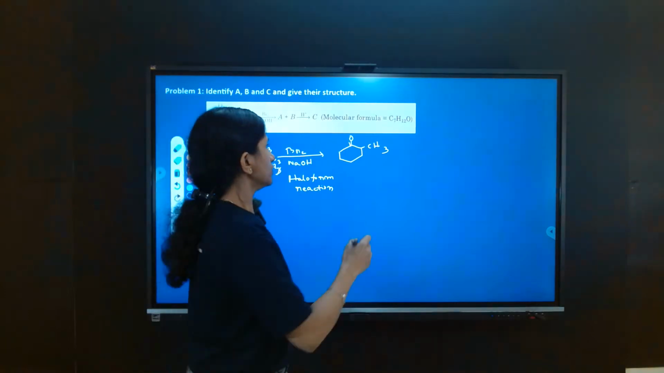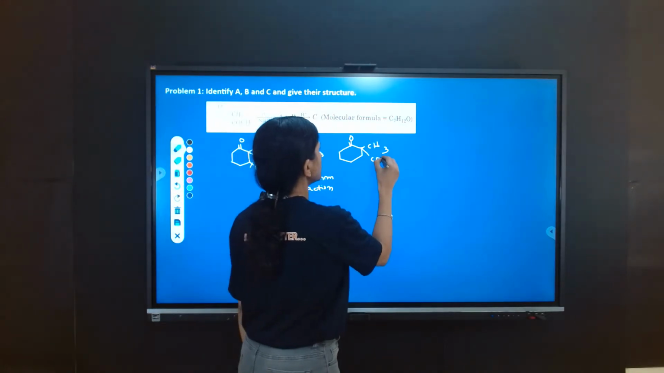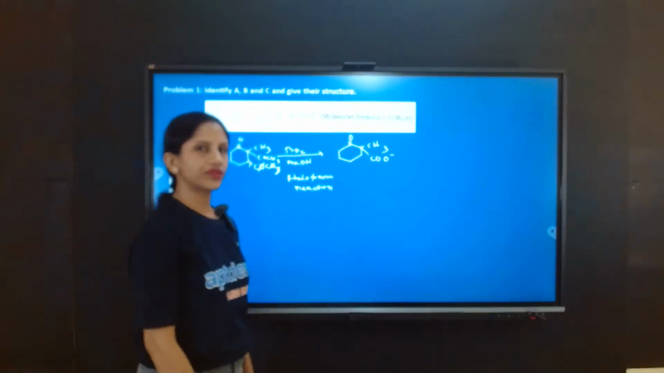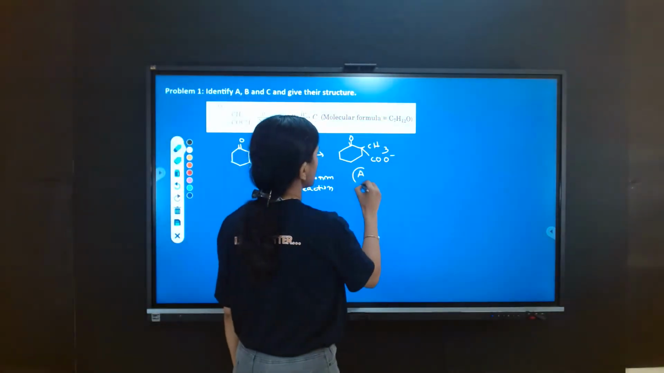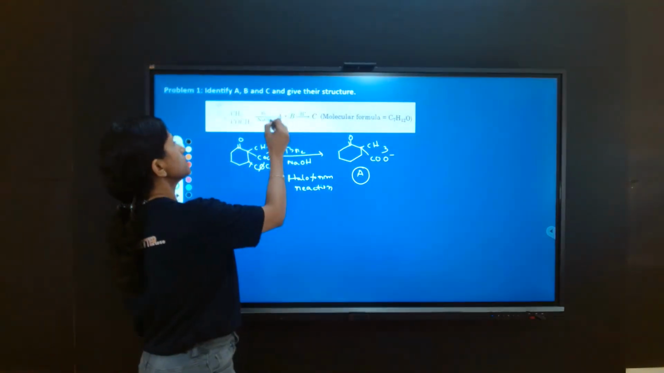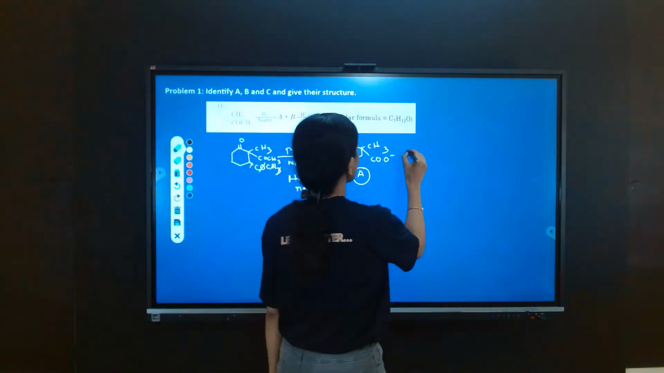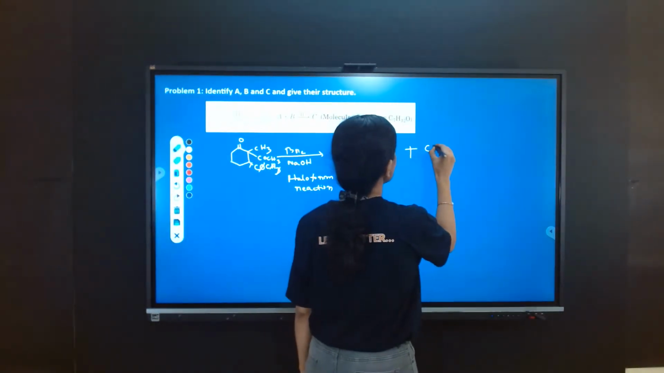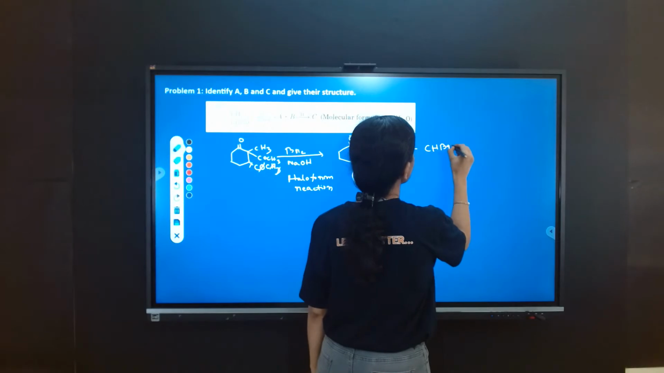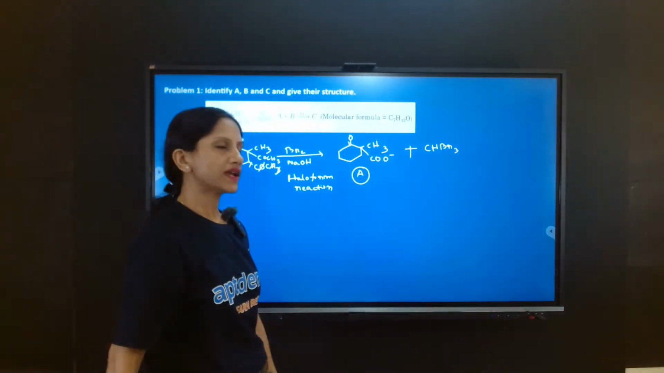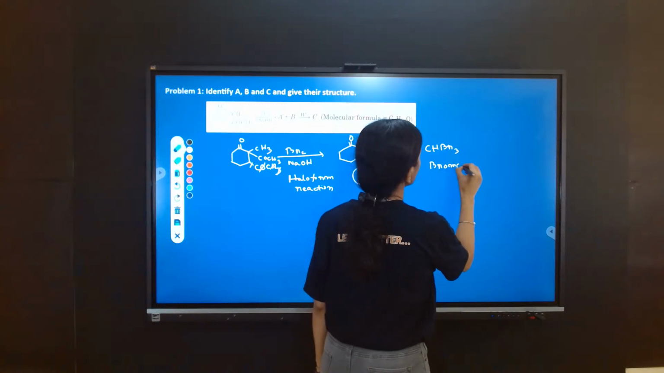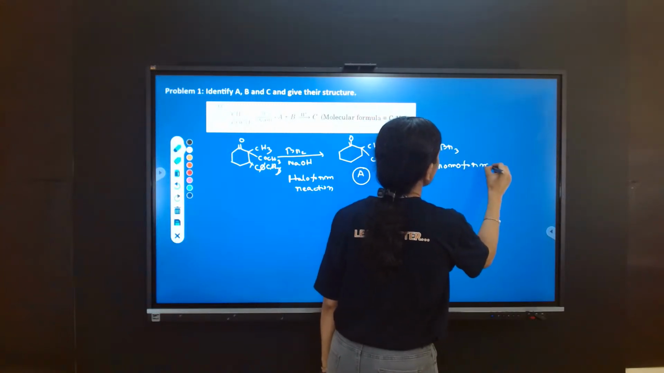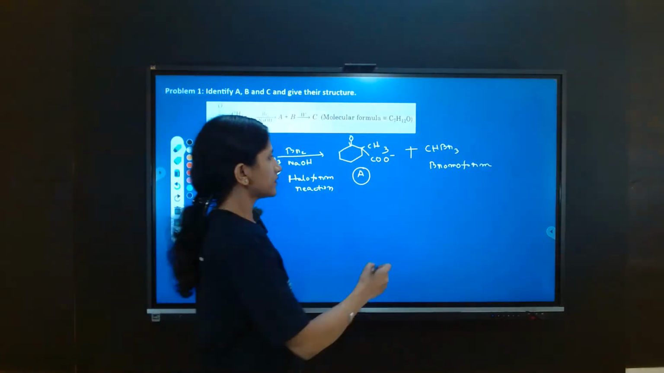So we will form the sodium salt of the carboxylic acid, right? So this is our A, the product A which is formed, which has been asked here. Another product which is formed during this reaction is CHBr3. So the sodium salt of the carboxylic acid is formed here, and also bromoform is formed. So this is named bromoform, right? This is our B.